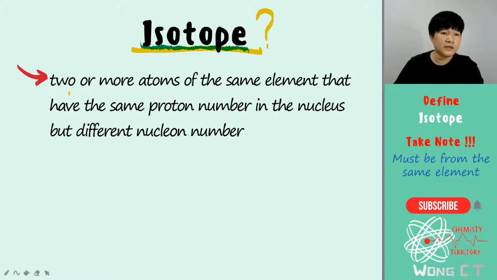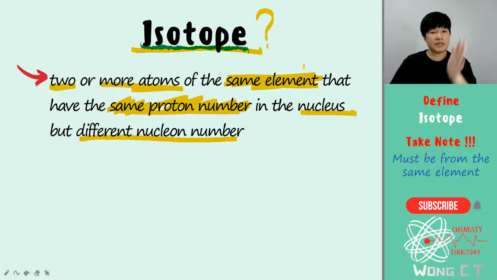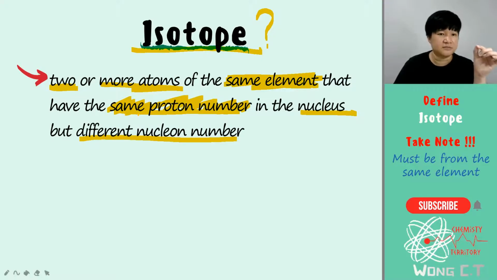Isotopes are 2 or more atoms of the same element, must be from the same element, that have the same proton number in the nucleus but different nucleon number. So in other words, they must be from the same element. If we are talking about aluminium, everybody is aluminium. If we are talking about carbon, everything is carbon. And you must have at least 2. Minimum 2. And this is most important, they must have the same proton number but different nucleon number.